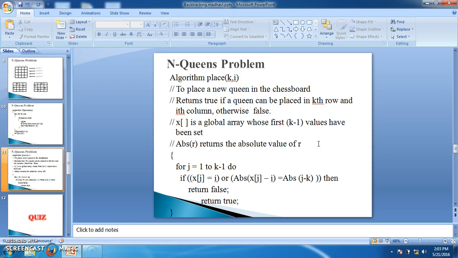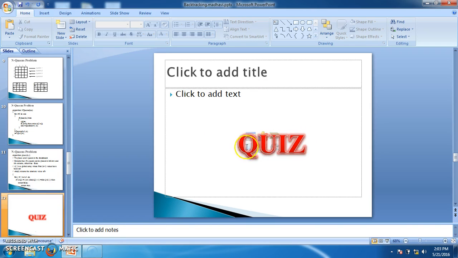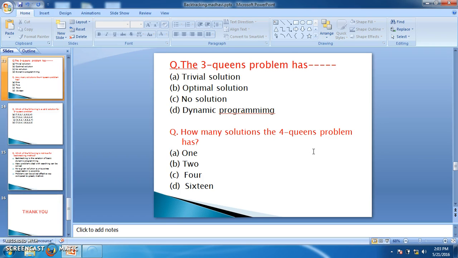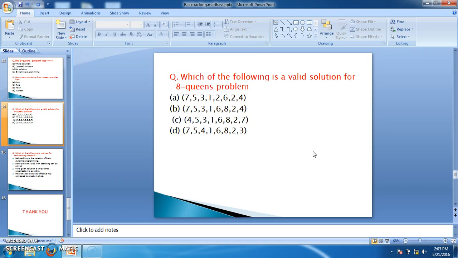And there is a small quiz also included in this video session. This quiz is very useful for self-assessment of what exactly we understood from the previous slides in this session. The simple questions are like what kind of solution the three queens problem has, and how many solutions we get for the four queens problem. Another simple question is what is the valid solution for the 8 queens problem.